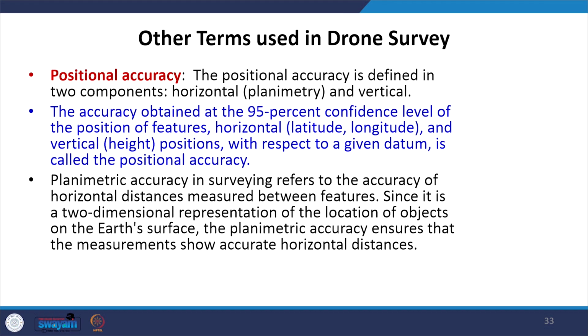In horizontal accuracy, we are talking about two components, which are the x and y components. Normally we get the accuracy at a 95% confidence level of the position of the features. In horizontal, there is the latitude and longitude, as well as the vertical heights. With respect to a given datum, we define the accuracy.